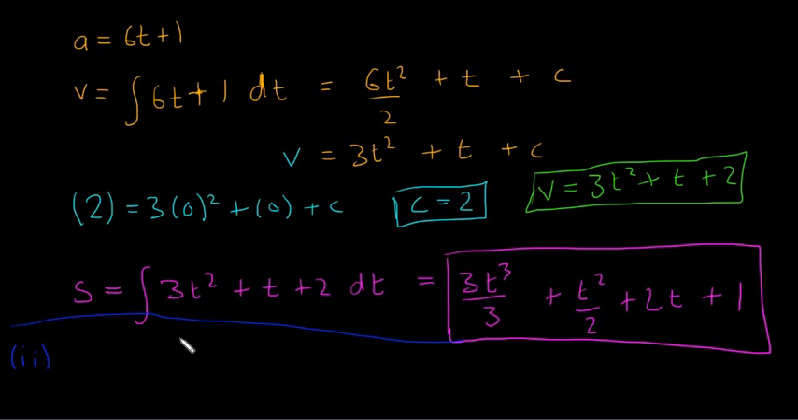I'm just going to quickly go through this. So v when time is equal to 4. So we're just going to sub t is equal to 4 into wherever there's a t. It's going to be 3 by 4 squared plus 4 plus 2. And that's going to equal 54 meters per second. Okay, so that's something you can just stick into a calculator.